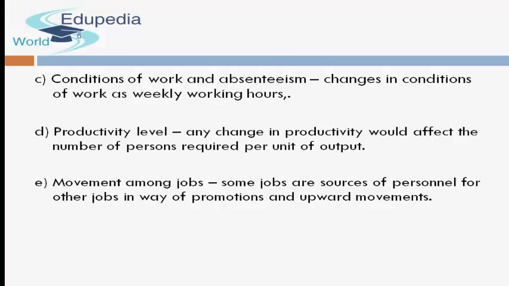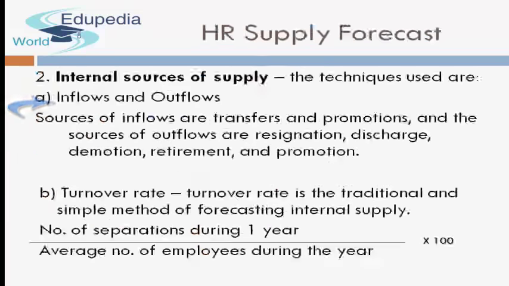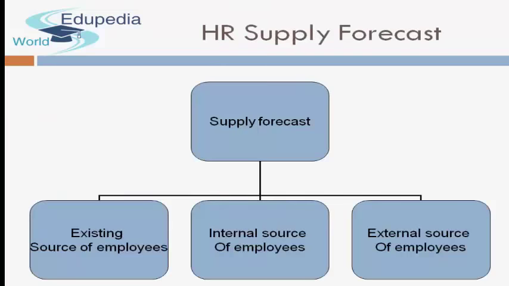In case there is a vacancy, can that vacancy be filled by the internal supply of employees? In case it cannot be done, then you look for external supply. And external supply is your recruitment agencies, campus placements, competitors. Let me just take you back to the slide where I had mentioned all these. Existing source of employee, internal and external source.